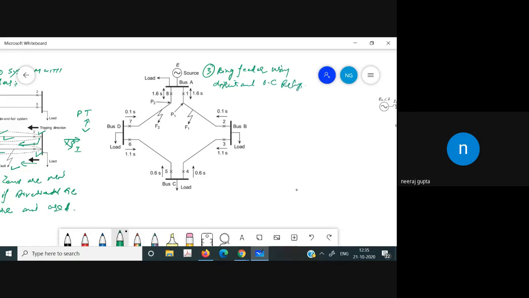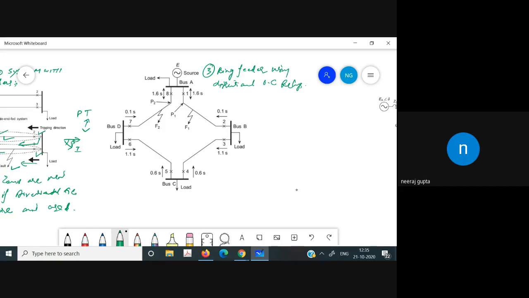So ring feeders are used for the directional overcurrent relay. Now, what is the ring feeder? What is the ring feeder in that very case? This is actually the ring main feeder.